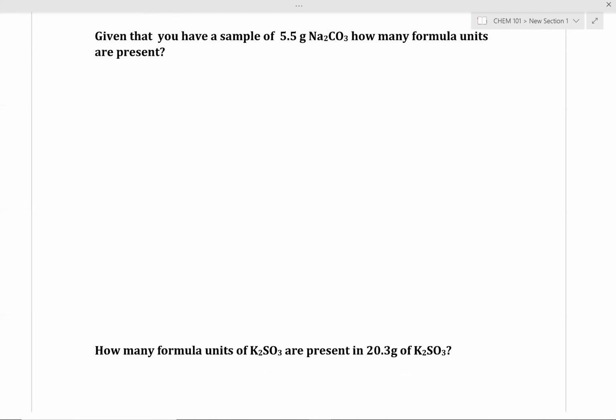So to go from grams to moles in all our previous examples, we use the molar mass. And the molar mass is the combined mass of all atoms found in the element.